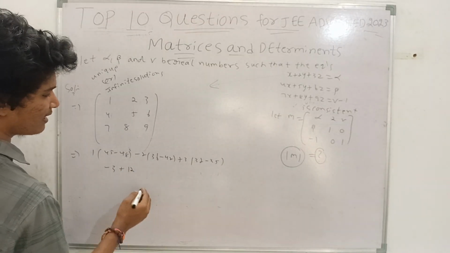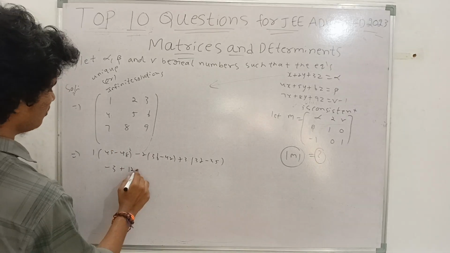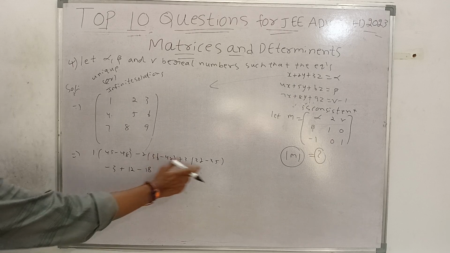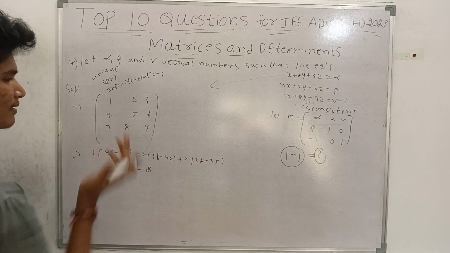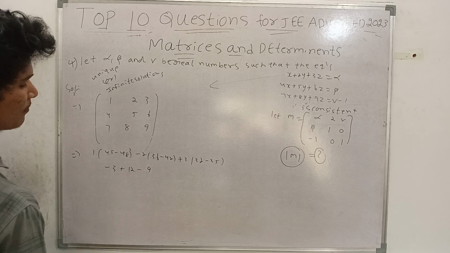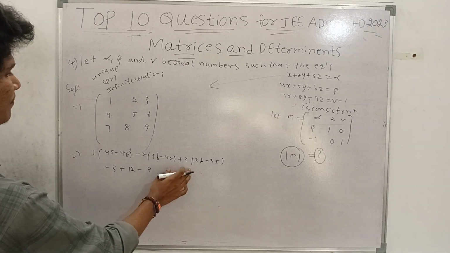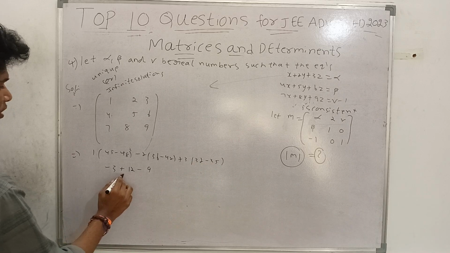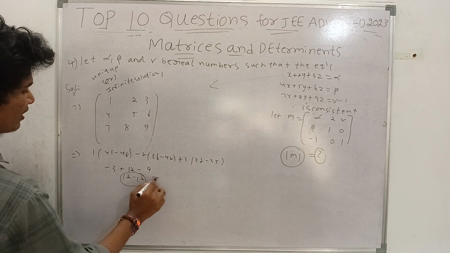Here it will be minus 3 minus 18. Is this correct, guys? 3 into, here it will be minus 3 minus 3. It will be minus 9, not 18. Because it is 3 now. 3 into, here it will be minus 3 minus 3. Okay, now it's correct. The answer will be 12 minus 12, it will be 0.